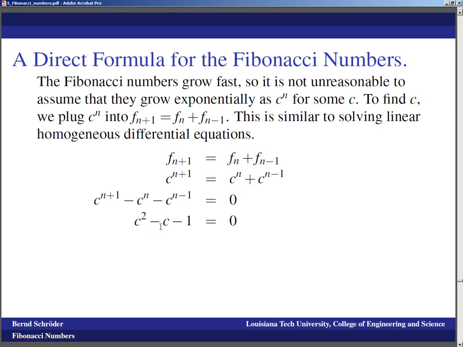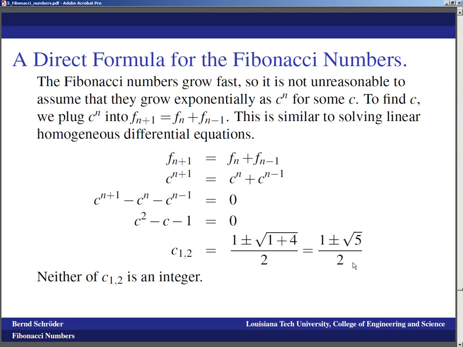So I end up with c squared minus c minus 1, and that's just a quadratic formula. So that would be c_{1,2} being negative b, so negative negative 1 is 1, plus minus the square root of b squared, which is 1, minus 4ac, so minus negative 4, which is plus 4, divided by 2a, which is 2. And that's 1 plus minus root 5 divided by 2, and neither of those is an integer.